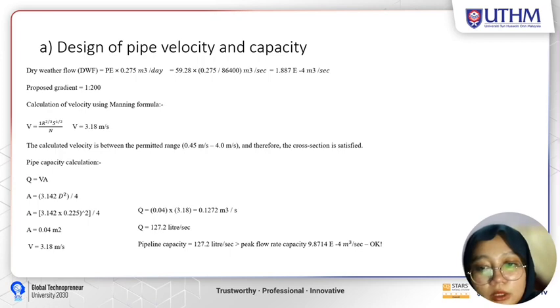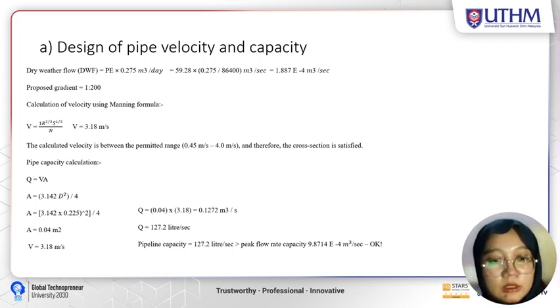So the Q calculated is 127.2 liter per second. For the pipeline capacity, 127.2 liter per second is larger than the peak flow rate capacity, which is 9.8714 times 10 negative 4 meter cube per second. So the pipeline capacity is okay.